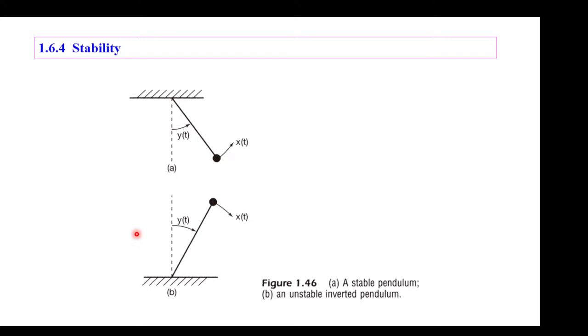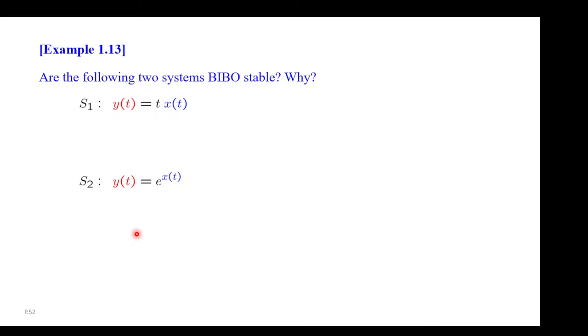Okay, then let's go to easier questions. Are the following two systems BIBO stable? And why? I guess if people want to answer why also. So let's do a raise of hands first. If you think it is stable, raise your hand. Is y of t equal to t times x of t stable? Raise your hand. If you think unstable, raise your hand. Okay, people are not very sure on this. Do people want to say it's unstable?